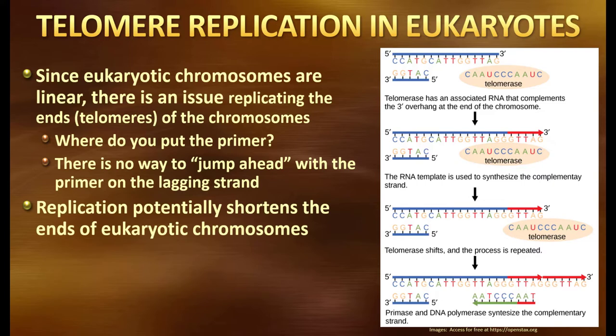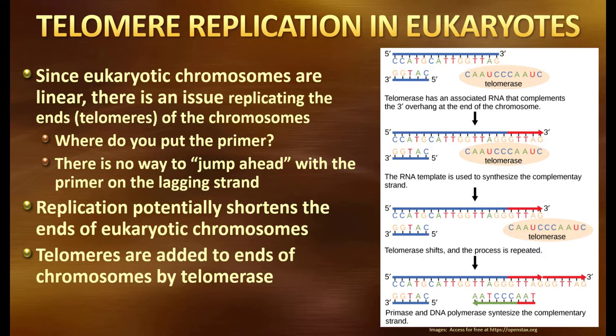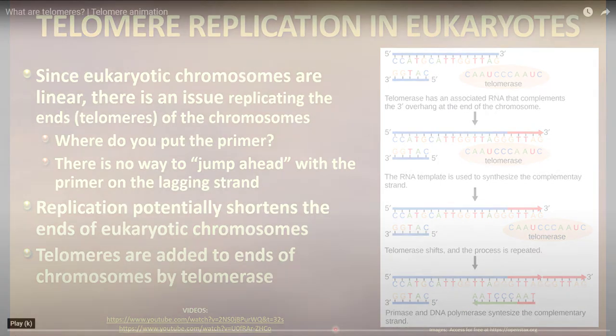Potentially, every time that chromosome replicates, it could get on that one strand shorter and shorter because of the loss of the telomere. There's an enzyme called telomerase that can add those telomeres back in. So as we see here, telomerase would come in and add a section so that we could continue to make that primer and synthesize the rest of that molecule. Here we'll see a few videos on telomere replication.